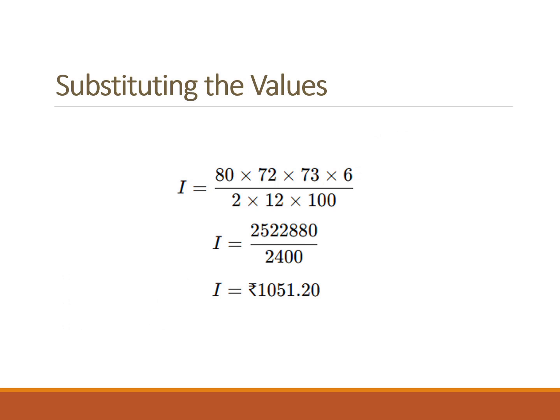Now let's plug the values into the formula. Interest I equals 80 times 72 times 73 times 6 divided by 2400. Solving this, we get 25,22,880 divided by 2400, which gives us the interest as 1051 rupees and 20 paise.